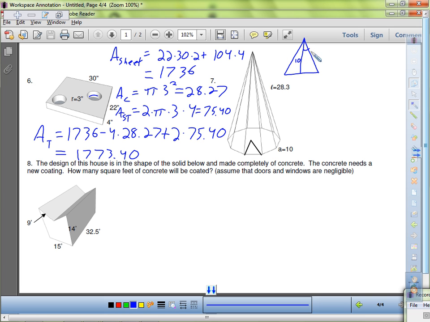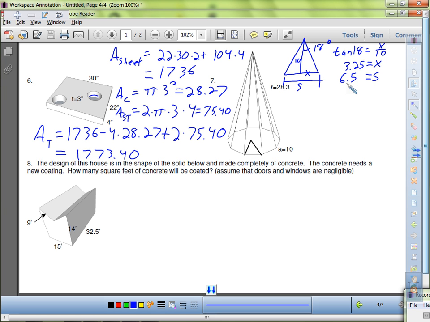I know that this angle is 18 degrees. 360 divided by 10, 36, and then half of that, which is 18. I'm going to solve for this piece, which will eventually give me that. So, the tangent of 18 is equal to x over 10. Solving, x is equal to 3.25. That means that s, which is just 2 times x, is 6.5.